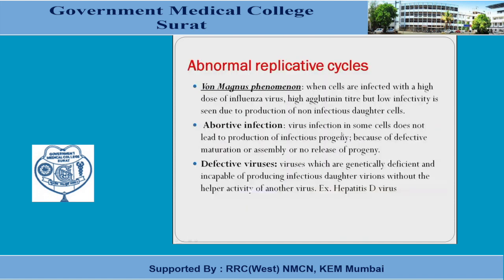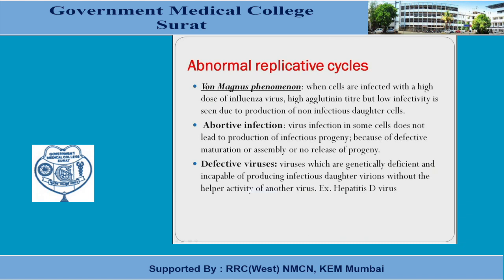Now in biosynthesis and finishing the replication cycle, there may be some abnormal replicative cycles. Over here is the von Magnus phenomenon. When cells are infected with a high dose of influenza virus, a high agglutinin titer but low infectivity is seen due to the production of non-infectious daughter virus.